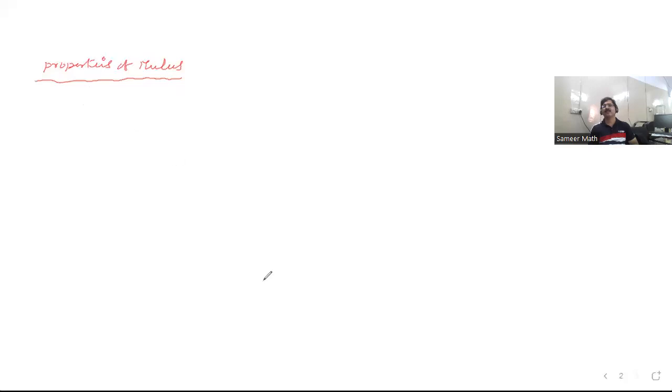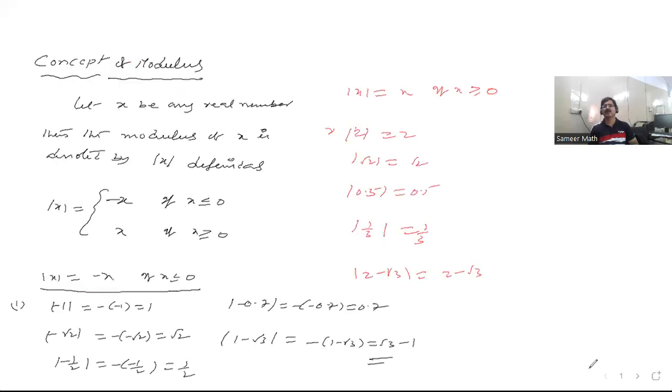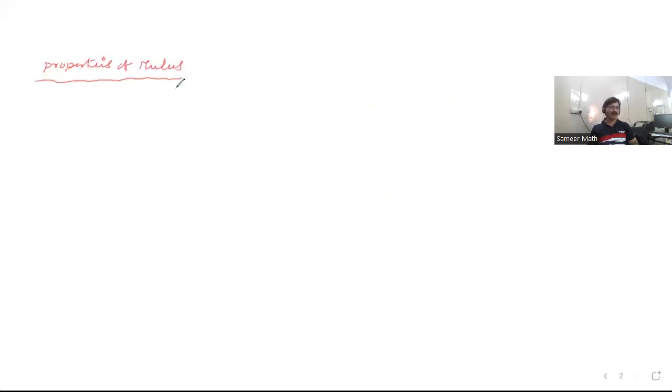We discussed the definition of modulus, and we divided that definition into two parts, first part and second part. I've given several examples. Now we'll move on to the next one: what are the properties? When you observe the last two definitions, you understood clearly that mod x is always greater than or equal to 0. It is true for all x belonging to R.